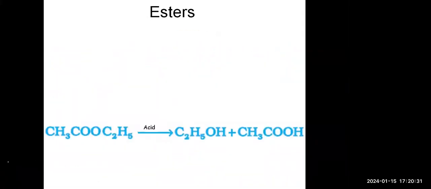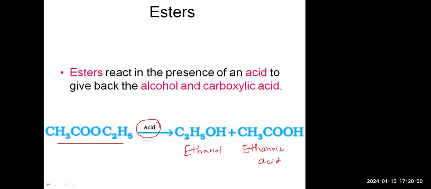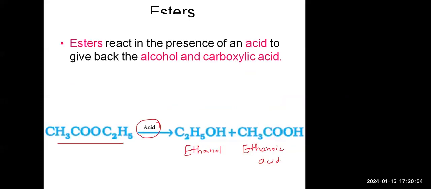Right? Now this is another reaction where you can see ester is reacting with acid. So you are getting back the things, ethanol and ethanoic acid. You are getting back these things. This is called acidic hydrolysis of ester.